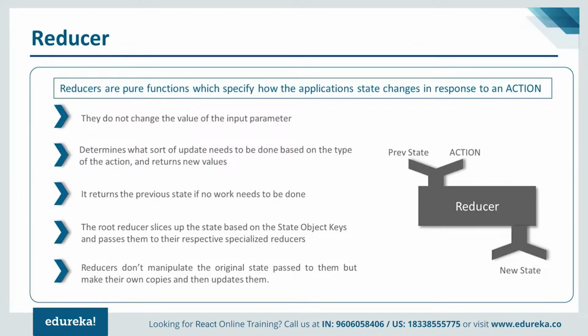Reducers don't manipulate the original state passed to them. As I mentioned, they are pure functions. So they don't manipulate the original state, but they make their own copies and then update them. As you can see in this diagram, this reducer is taking a previous state and an action. These are the two input parameters which a reducer always takes. The previous state and the action, and then it processes these two input parameters and gives us a new state, or I can say the new updates or the new changes. So this is how a reducer works. This is a reducer function.